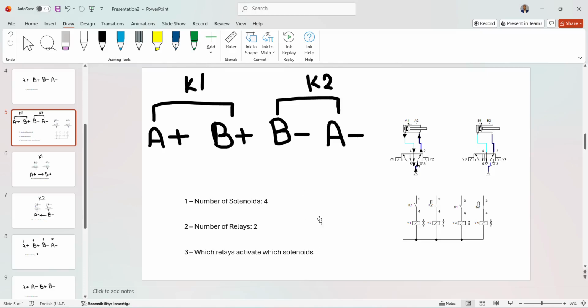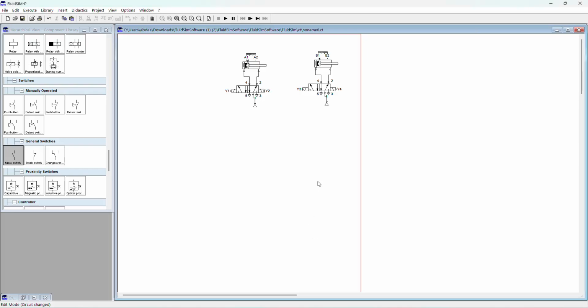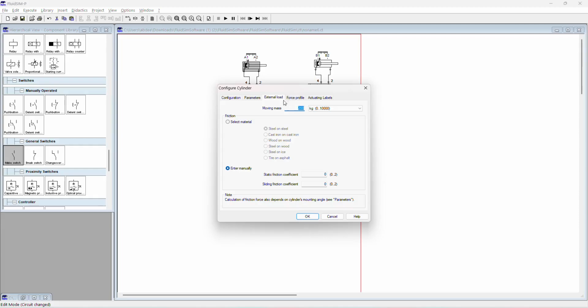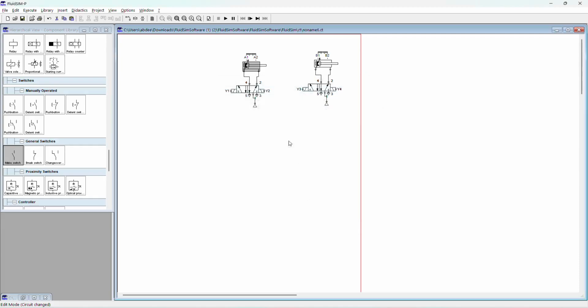So now, since we answered all questions, we can move to FluidSIM. I did this pneumatic circuit ready already so that we save some time. The only note is that sometimes I add something called external load, which you will see here as 0 by default, but you can set it to 200. This external load will slow down the cylinder as it moves. This will help us visualize the sequence as we run it, since it will be slower.